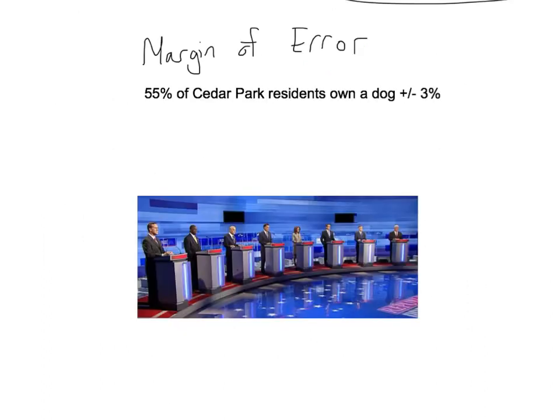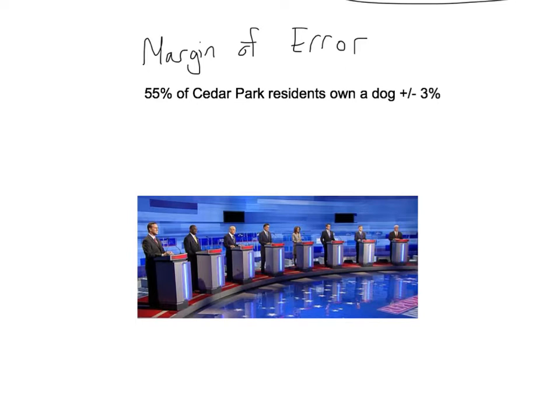All right, so next let's talk about margin of error. What's margin of error? Well, margin of error is something that allows us to not be so hard and fast on the facts, okay? Now, what do I mean by that? Well, I think the best way is just to use some sort of problem to explain it.